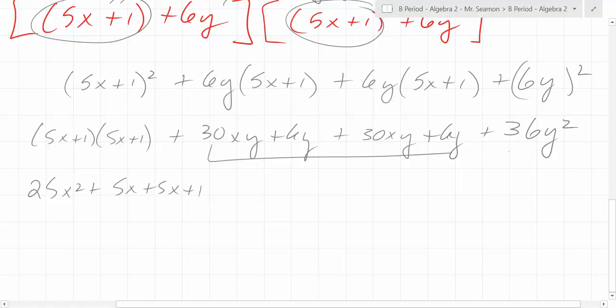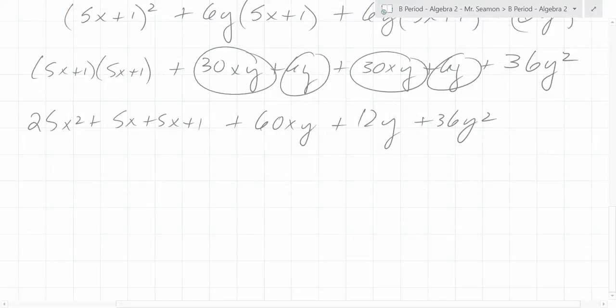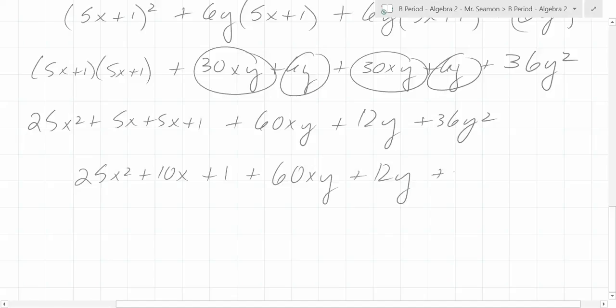Are there terms here that we can combine? Yes. 30xy and 30xy is what? 60xy. What is 6y and 6y equal to? 12y plus 36y squared. And then there's a couple terms we can combine. Which 2 terms can we combine? Yeah, so you end up with 25x squared plus 10x plus 1 plus 60xy plus 12y plus 36y squared.